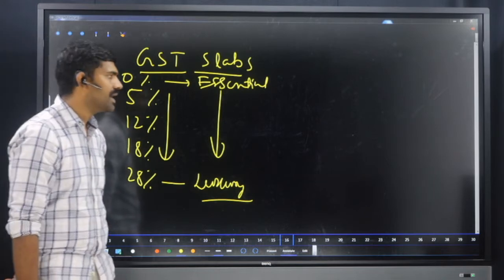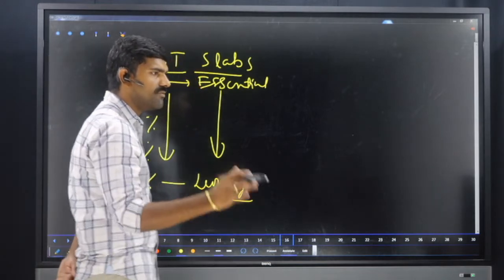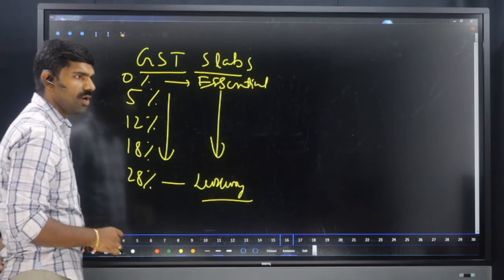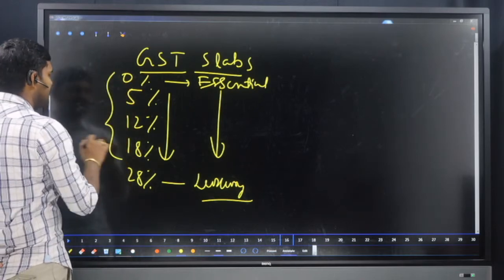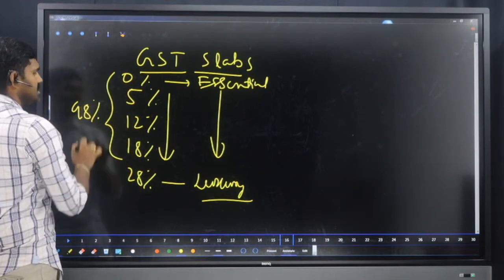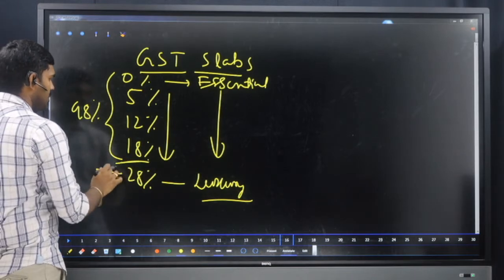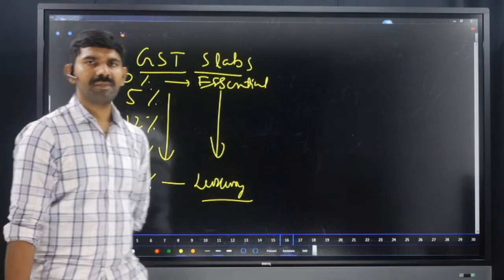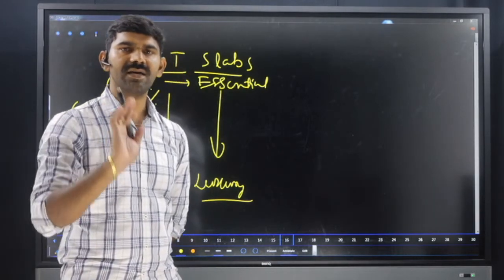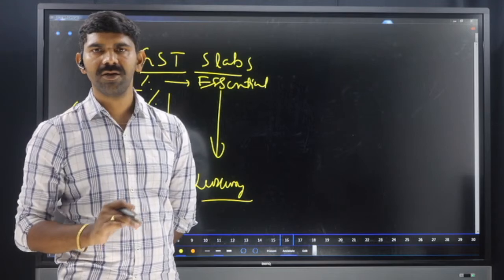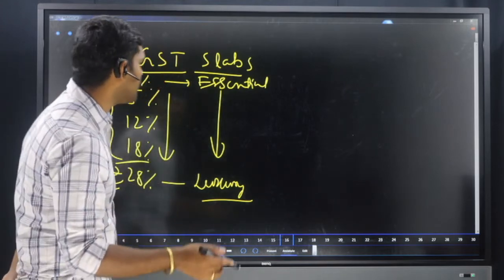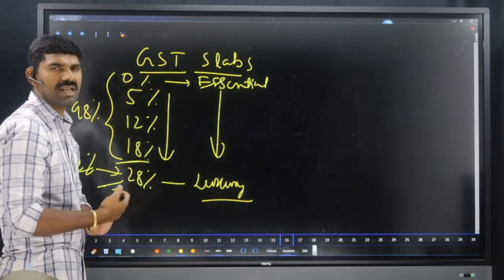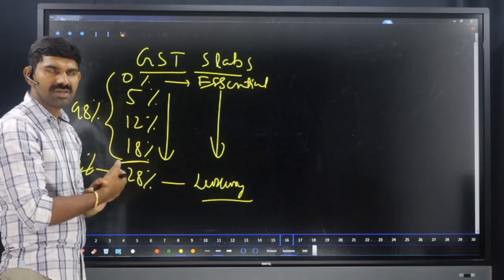increases. Okay, now if we see, almost 98% of the items are at 18% or less. Only some 2% of the items are at the 28% slab. Means the majority of the items are at 18% or less, and only a few items are more than 18%. And the government wanted to reduce into one or two slabs, like somewhere around 15%. So that process is going on.